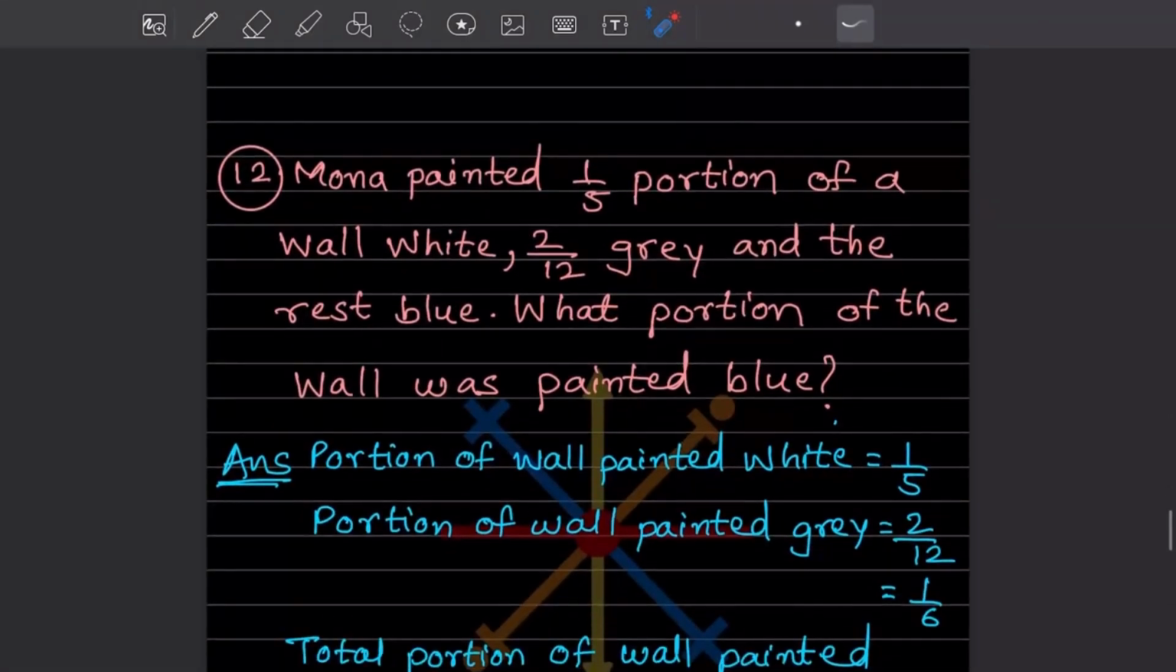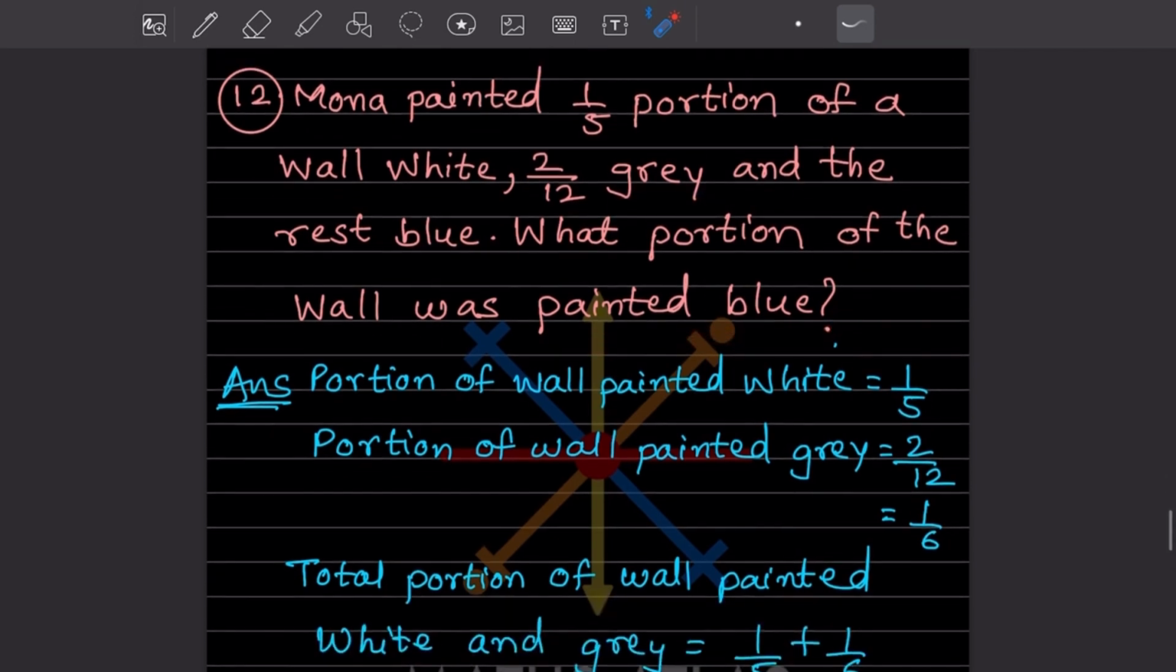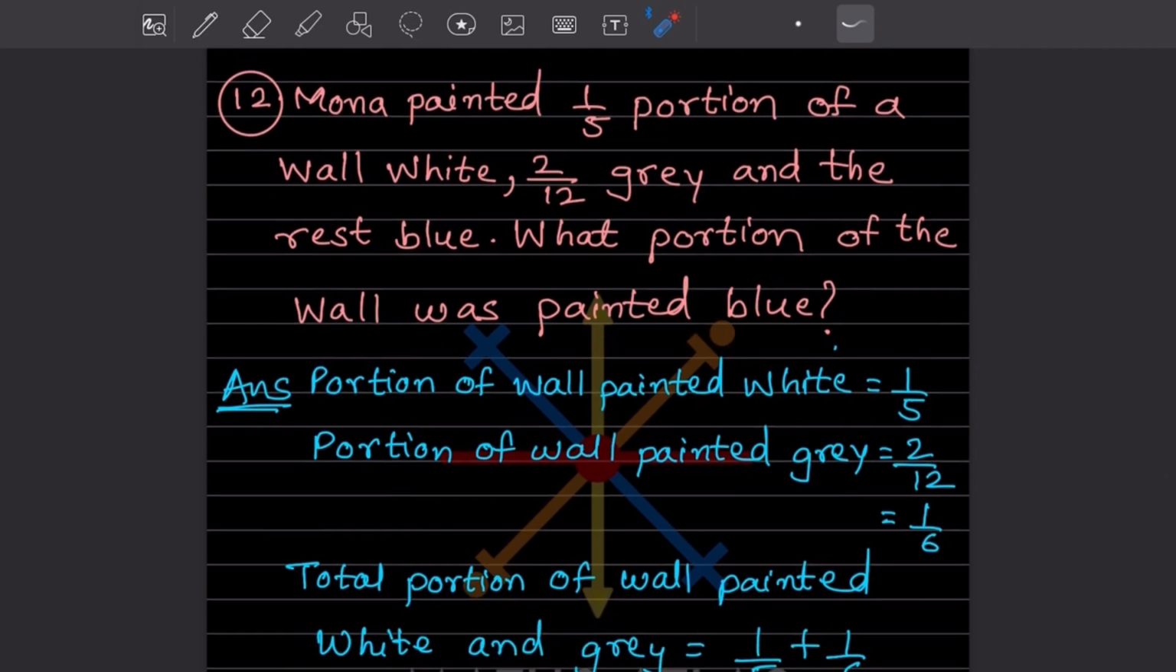Mona painted 1/5 portion of a wall white, 2 by 12 grey, and the rest is blue. So what portion of the wall was painted blue? So now let us see. First thing, because this also is a word problem, we have to write a statement. Portion of wall painted white. So how much is that? That is 1 by 5. So this is the first sentence.